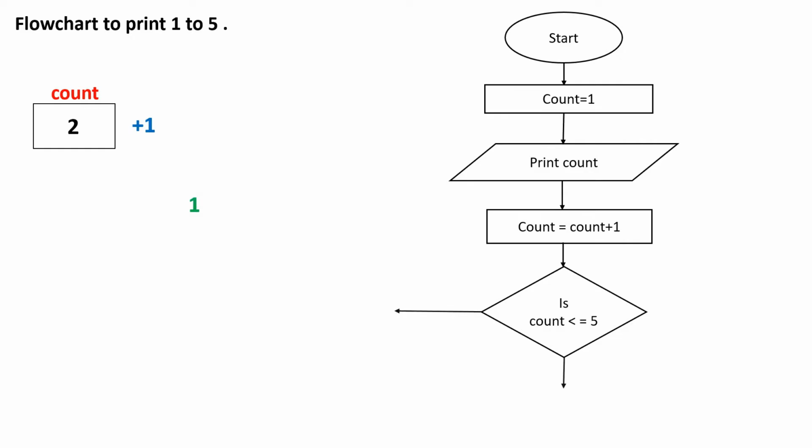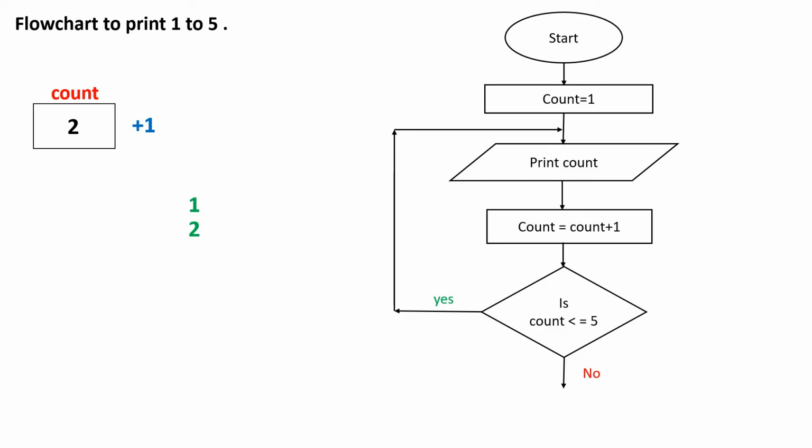So I get two answers, that is yes or no. I will check whether this 2 is smaller than 5. Yes. So what will I do? I will go straight to print count. Why did I not go to the top? Because if I go to count equal to 1, again the value of count will become 1, and I don't want it to become 1. I have to print the value of count, so I will go to print count. So it is 2, and I print 2.